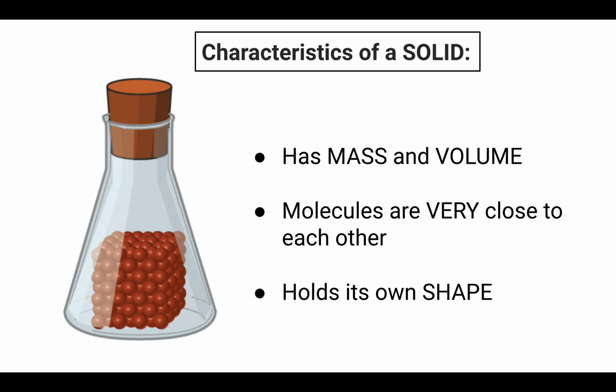Mass, the definition of mass is the number of atoms that make up an object. So each one of these, in this diagram, each one of those little small circles represents one molecule, or one atom. And volume is the amount of space that something takes up. So a characteristic of a solid is it has mass and it has volume. Also, the molecules are really, really close to each other. So see how tightly packed they are? And that makes the solid hold its own shape. So it doesn't take the shape of its container.